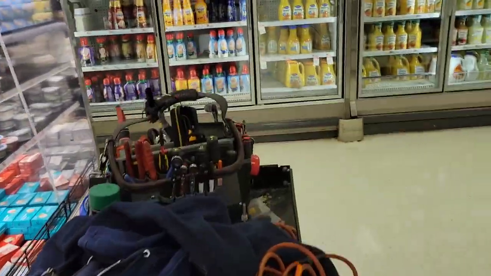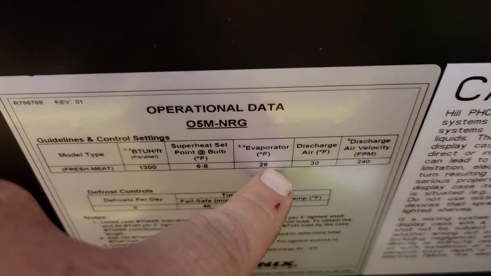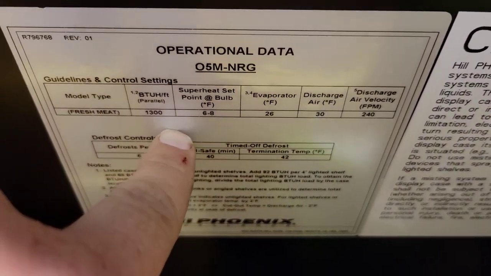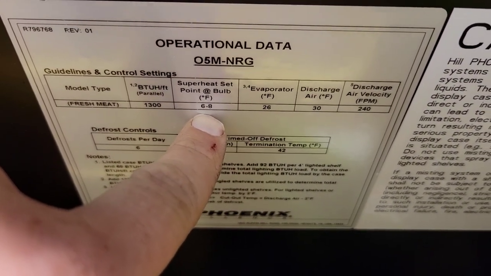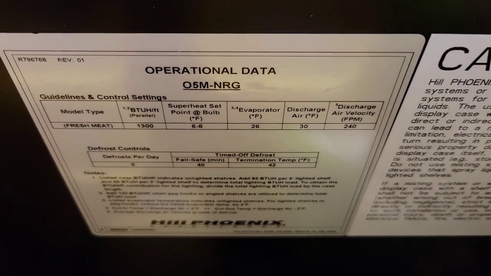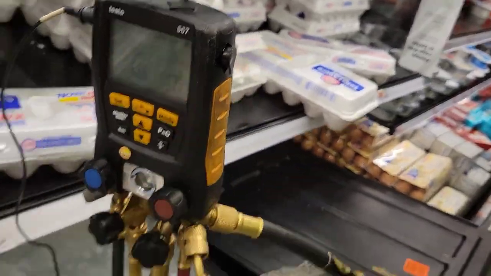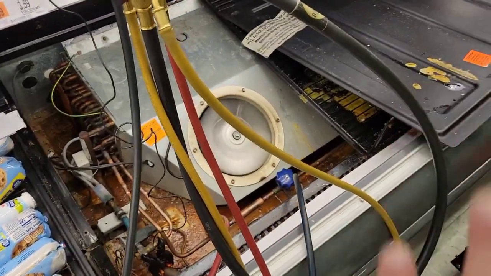And we're also gonna take a look at this case up here and what the case specs say about superheat. You can see right on here, it says evaporator 26, superheat 6 to 8. So we have the 6 to 8, and right now we're at 5, so that seems to be all right. We're just gonna keep plugging forward and keep looking. You can see right now the superheat's hovering around 6, so the superheat is good to go.